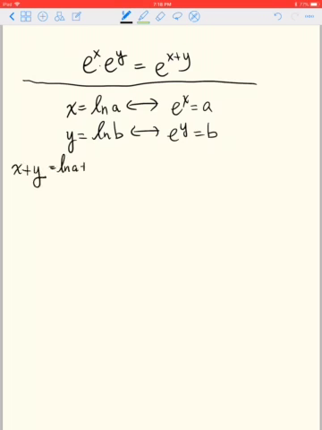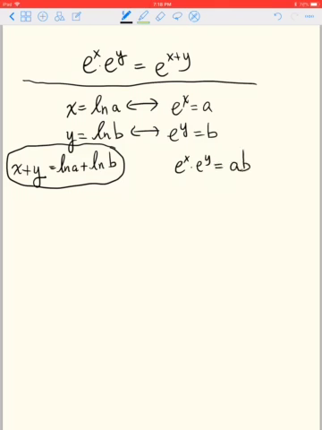And now, well, let's see what happens. If I add the left-hand side, I'll see that x plus y is equal to log a plus log b. Okay, let's remember that. But meanwhile, on the other side, if I multiply these together, I should get e to the x times e to the y is equal to a times b.